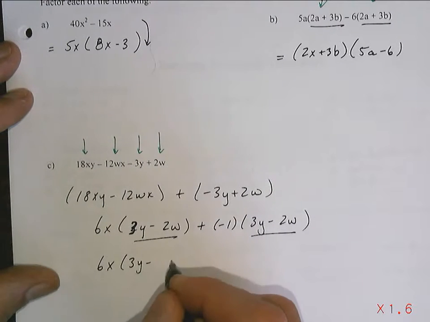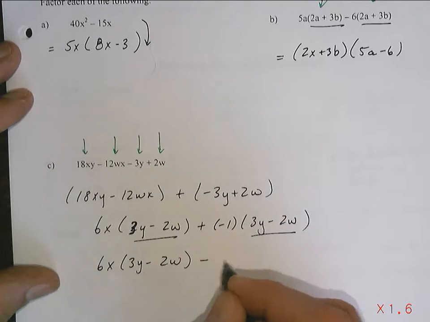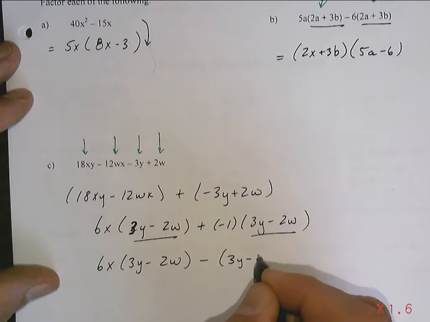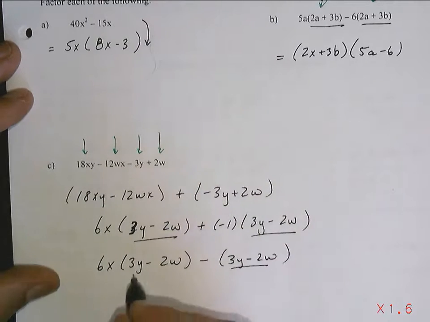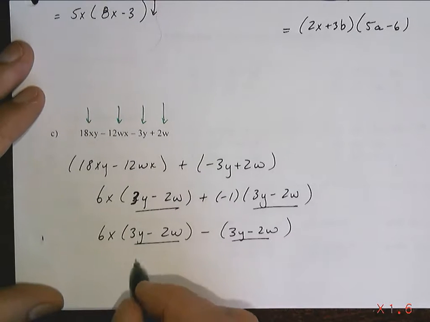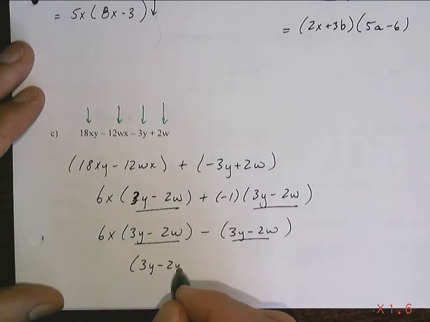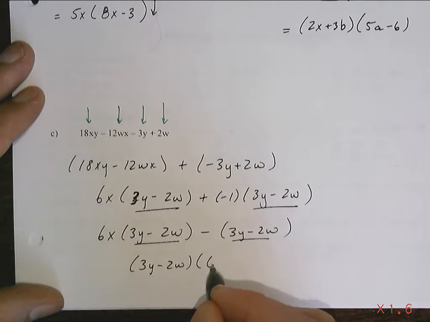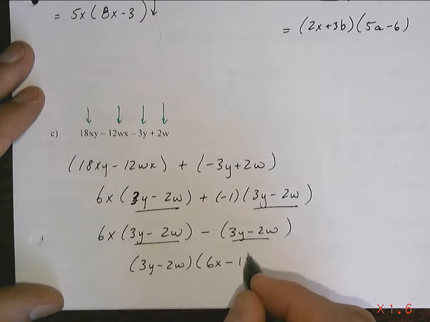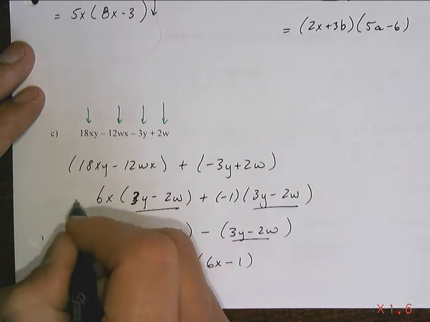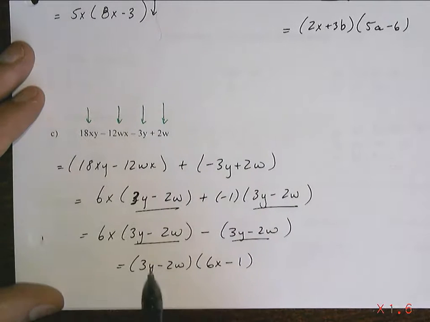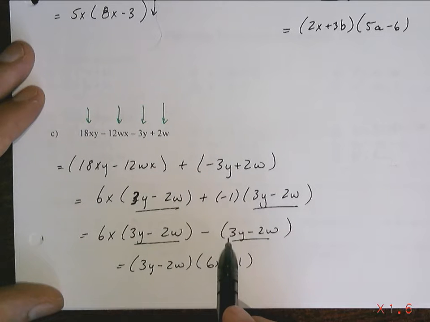So we now have officially two binomials that are the same. So we're going to common factor those out. And it leaves you with 6x. And don't forget this placeholder of negative 1. If you don't have that placeholder, then when you expand it, you'll just get 6x times 3y minus 2w, and you won't get this one.